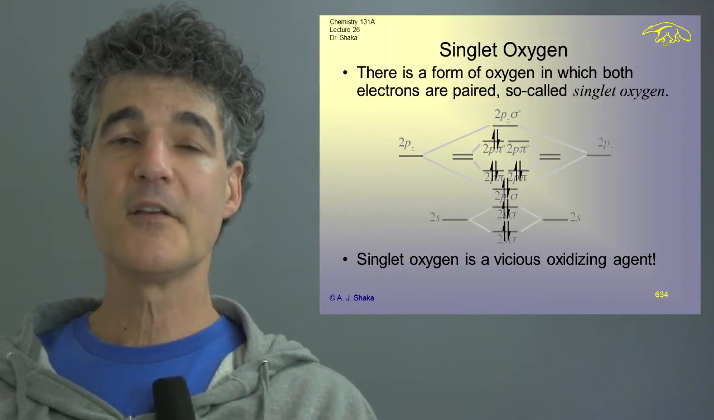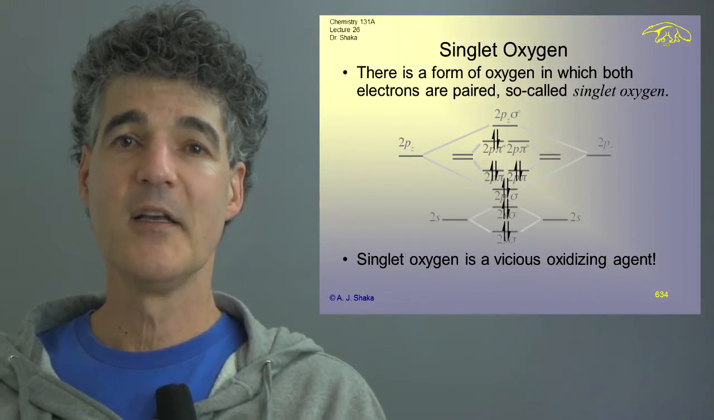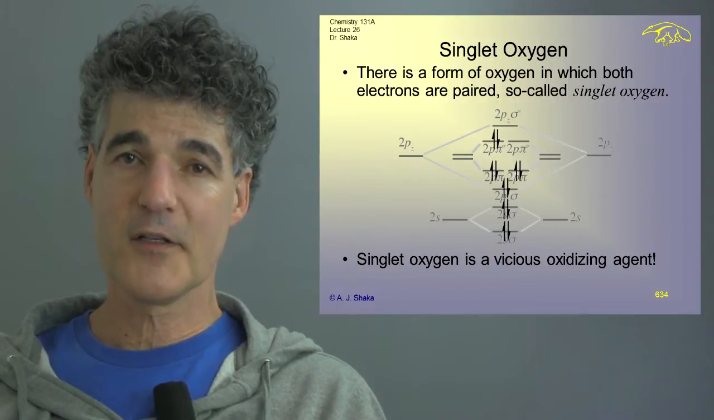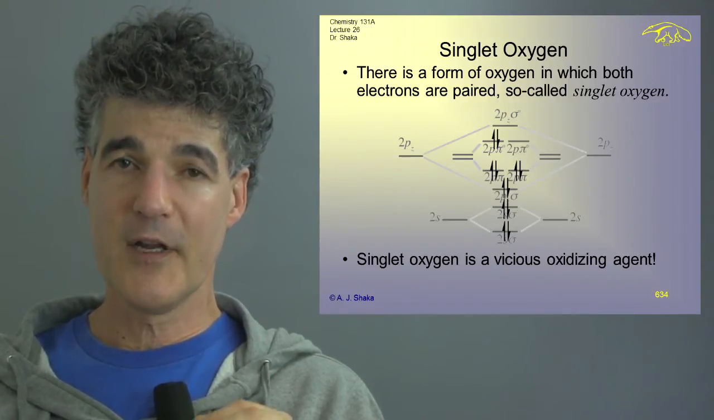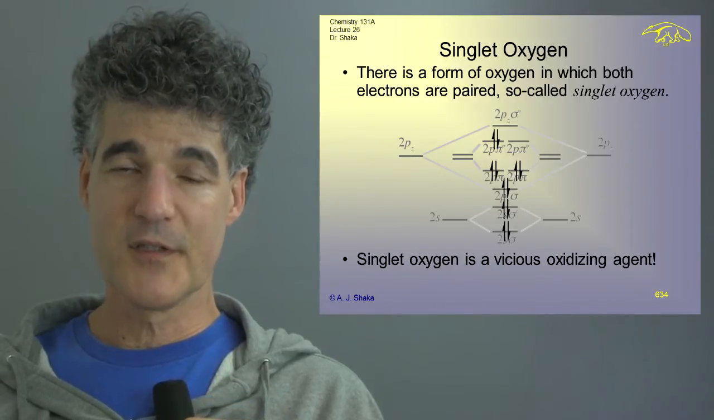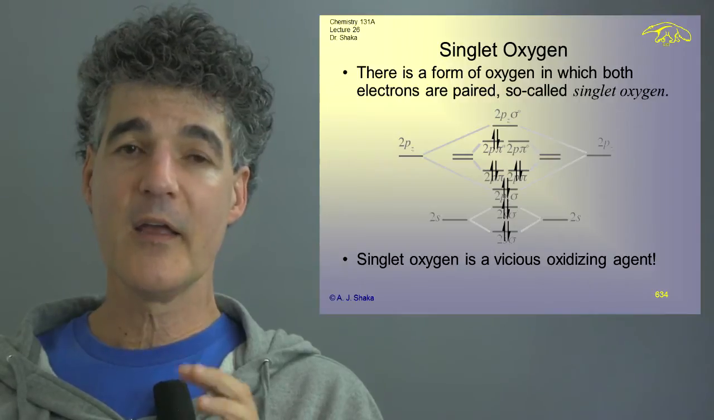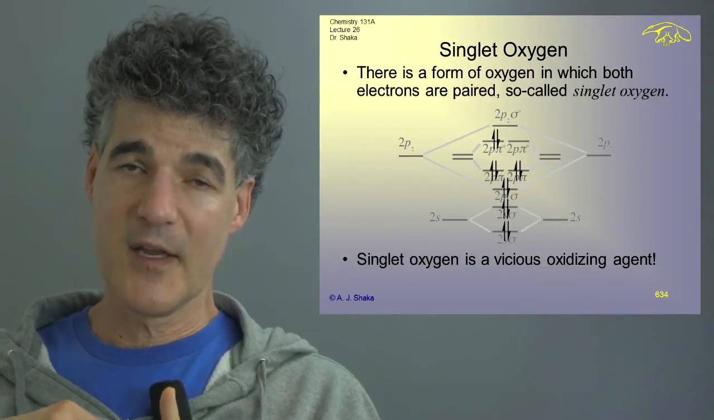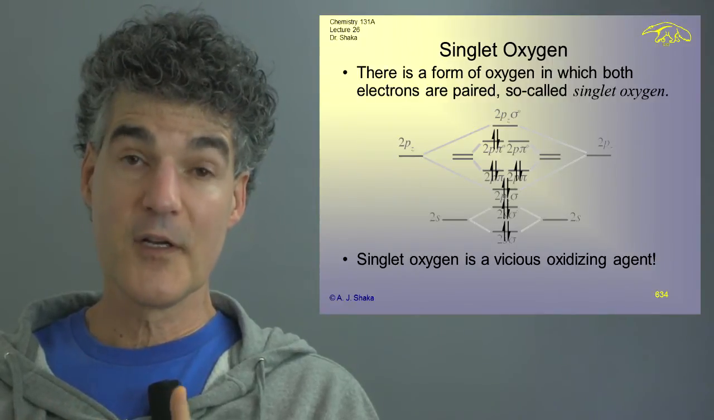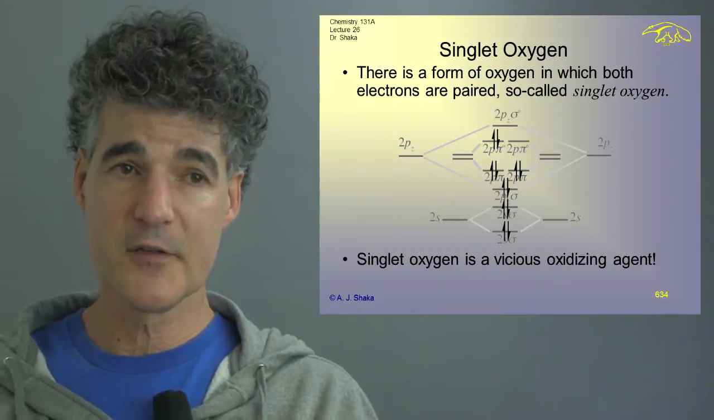So the National Enquirer would be right. There would be spontaneous human combustion if we had singlet oxygen. And it looks and behaves much more like fluorine, F2, which is another very vicious oxidizing agent. So in a way, once the electrons pair up and oxygen can get its act together, that's when it shows you its true colors. It is a very, very strong oxidizing agent.